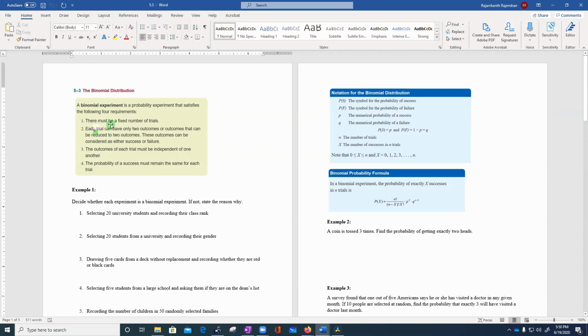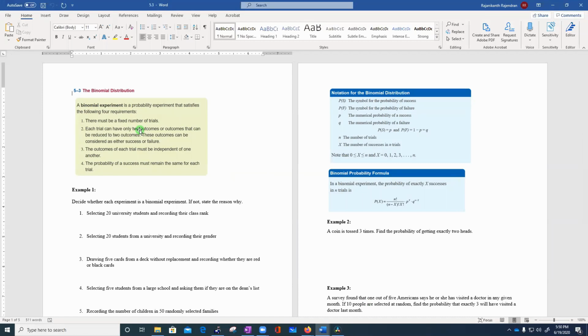The number of trials, the number of experiments you perform, should be a finite, fixed number, right? First of all, you have to fix it in your mind. Okay, I'm going to do this experiment only maybe 10 times, which are called the trials. The number of trials. Each experimental trial can have only 2 outcomes. When you perform an experiment, you should have only 2 possible outcomes.